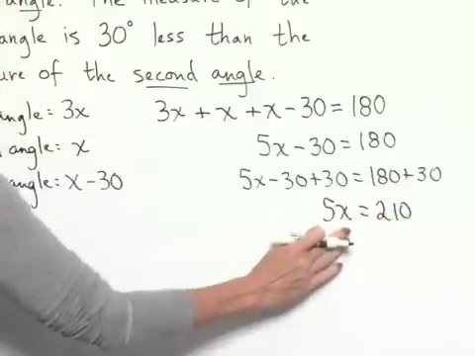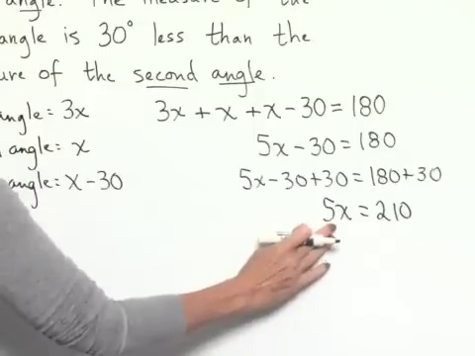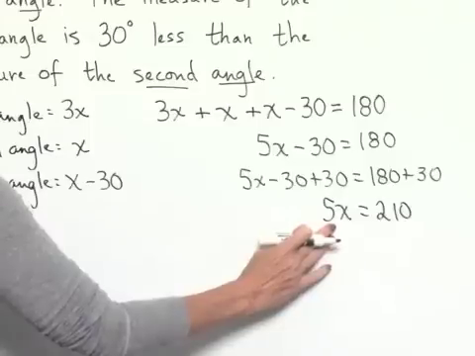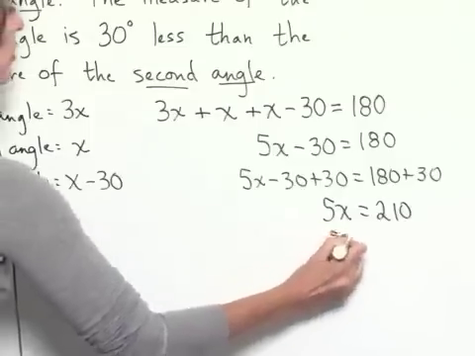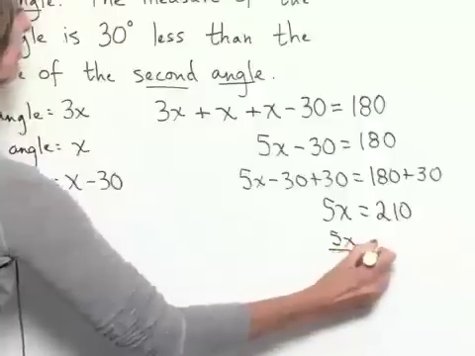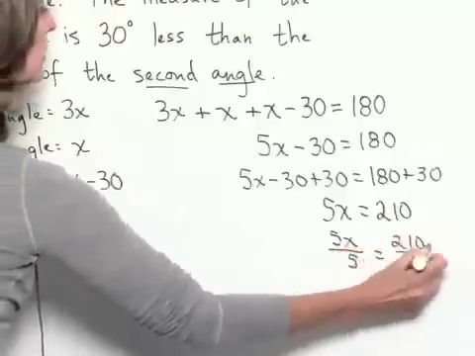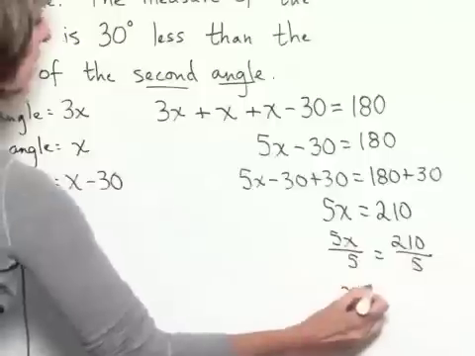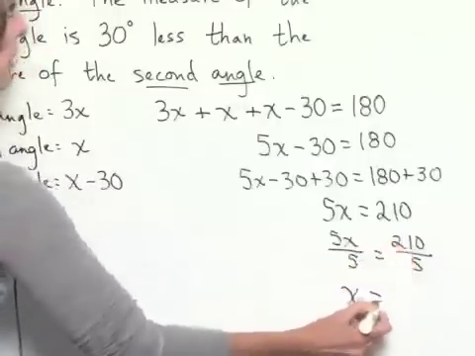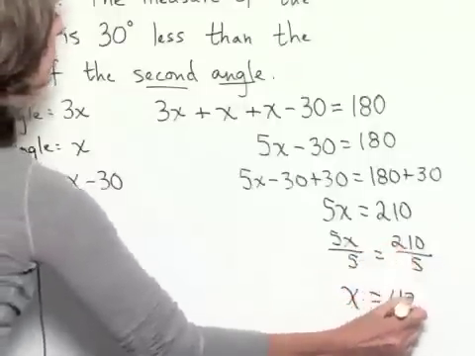To solve for x now, we notice that we're multiplying by 5, so we're going to use the inverse operation of multiplication, which is division, and we'll divide both sides of the equation by that coefficient of 5. 5x divided by 5 is going to be x. 210 divided by 5 is going to be 42.